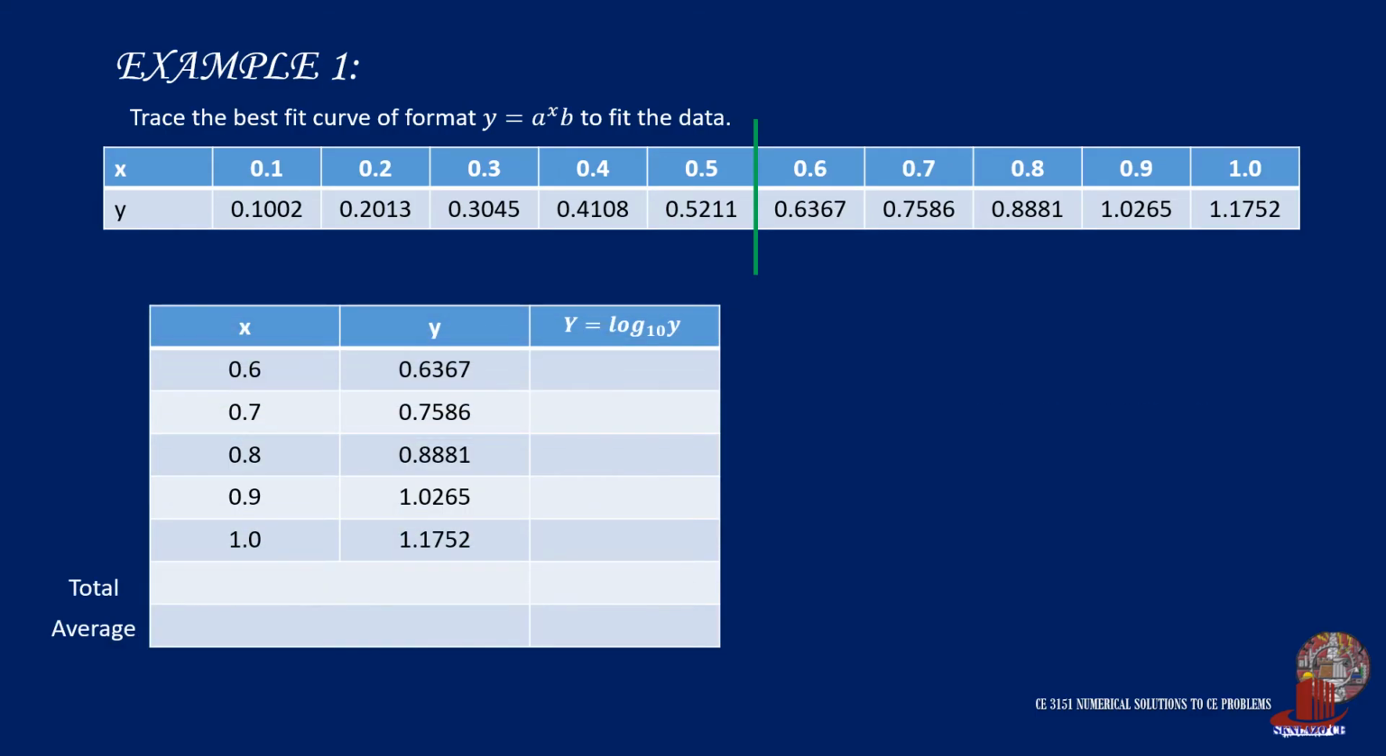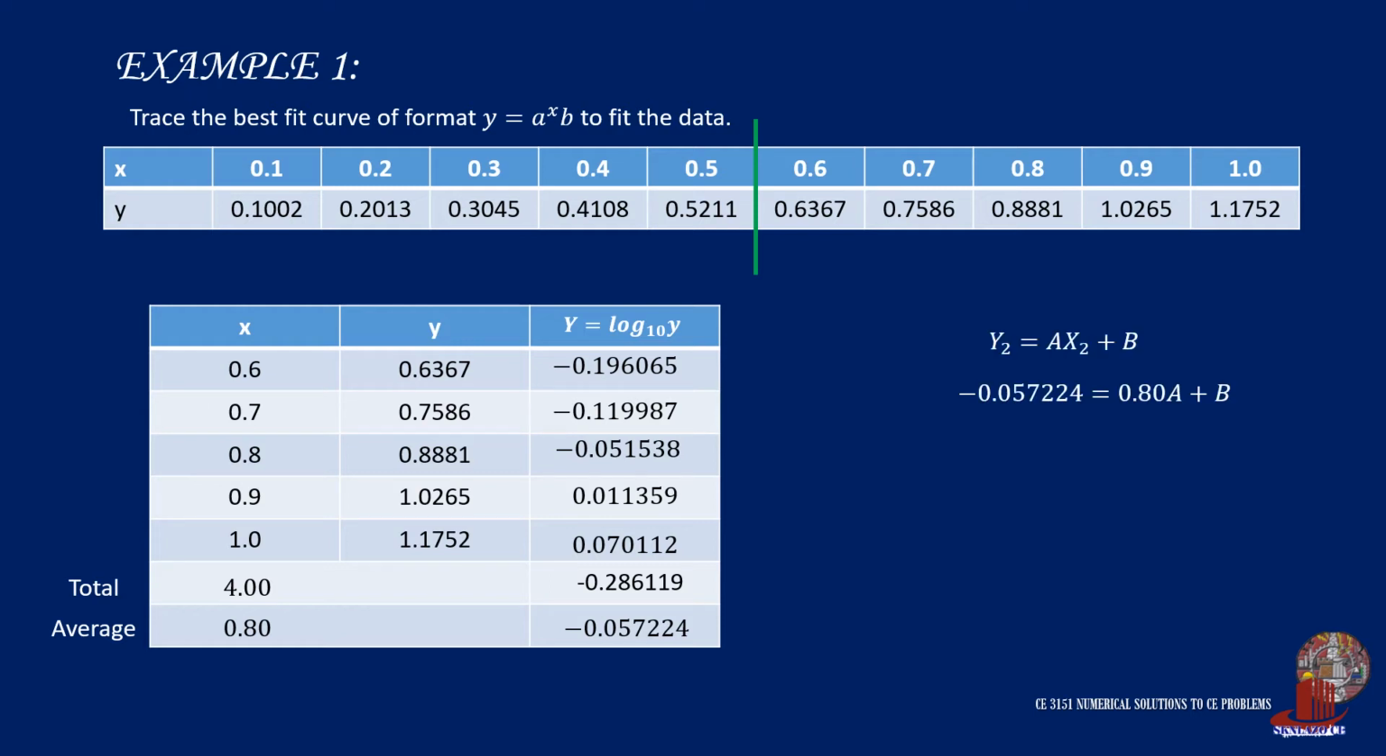The same procedure is continued on the second group of the dataset. Fill up the columns of x and y from the dataset and compute for the values of capital Y, and take the total of the first and third column with their corresponding averages. The second equation is then taken as negative 0.057224 is equal to 0.80a plus b.